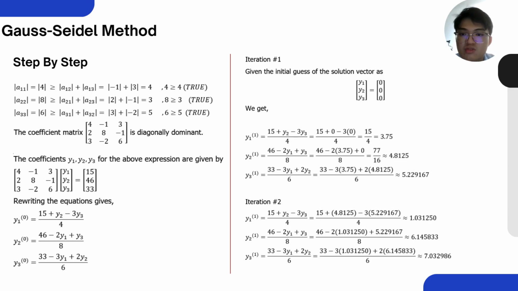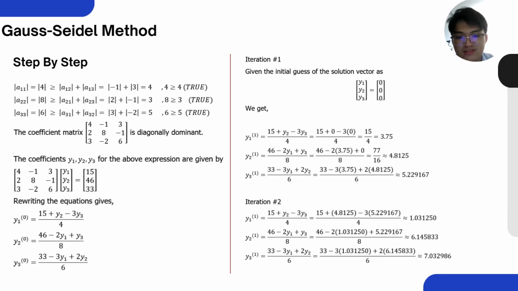Okay, so this is the step-by-step of using the Gauss-Seidel method to solve the linear equations. First step, we need to check that the coefficient matrix is diagonally dominant. We have checked already, and these three equations are diagonally dominant, so we can proceed with the Gauss-Seidel algorithm. After we rearrange the equations and get y1, y2, y3 in iterative form, we get the values in iterations 1 and 2. This iteration continues until the values converge.